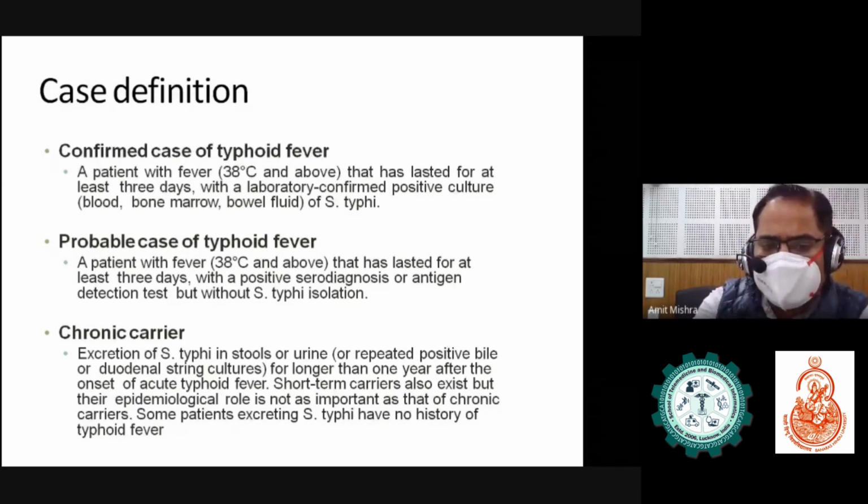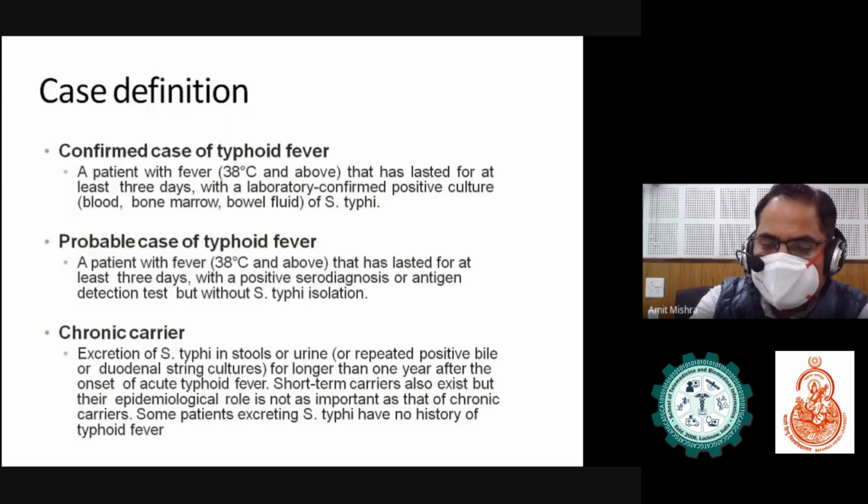And what is a chronic carrier? Chronic carriers: excretion of Salmonella typhi in stool or urine, or repeated positive bile or duodenal string cultures, for longer than 1 year after the onset of acute typhoid fever. Short-term carriers also exist, but their epidemiological role is not as important as that of chronic carriers.